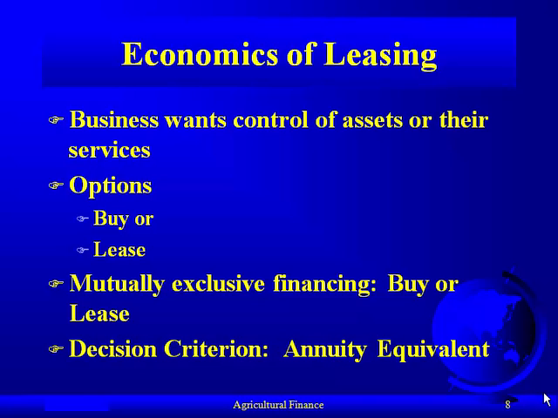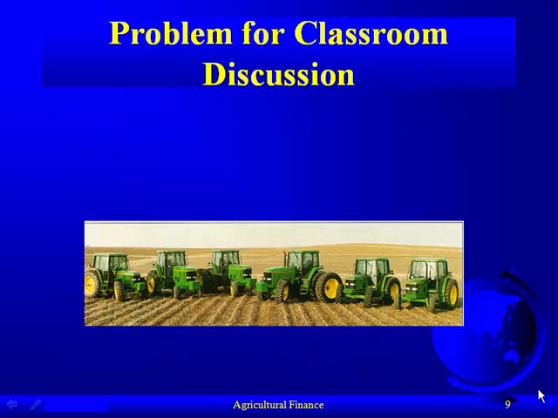The decision criterion is going to be the annuity equivalent, just as we did when we were looking at whether to buy the green tractor or the red tractor. In this case, we're looking at whether we're going to buy the green tractor or lease the green tractor. It's still one or the other, so we can use the annuity equivalent. We're going to continue now then looking at the control of one of these green tractors.